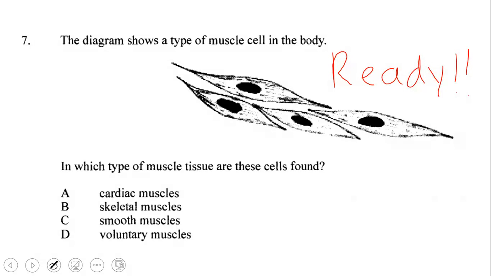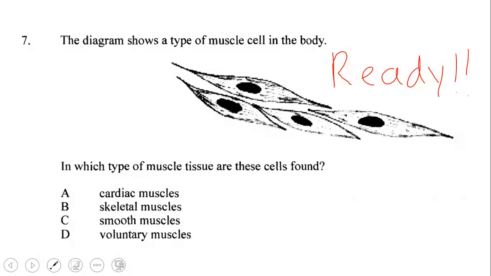Then let's dive in. We begin by reading the question. The question states the following. The diagram shows a type of muscle cell in the body. In which type of muscle tissue are these cells found? Is it A, cardiac muscles? Is it B, skeletal muscles? Is it C, smooth muscles? Or is it D, voluntary muscles?